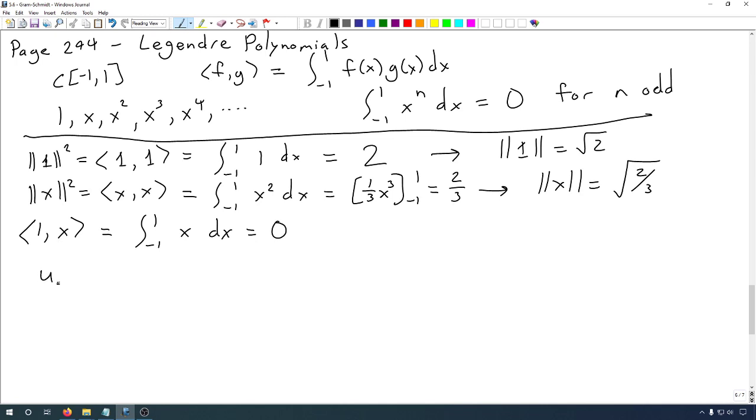So you can say our u0, our first basis vector, our first unit vector, we're going to take 1 and divide it by square root 2. So literally just 1 over square root 2. Our u1, we're going to take x, that's our vector, and divide it by the square root of 2 over 3. Or in other words, we'll multiply x by the square root of 3 over 2. These are the first of these polynomials that we'll look at.